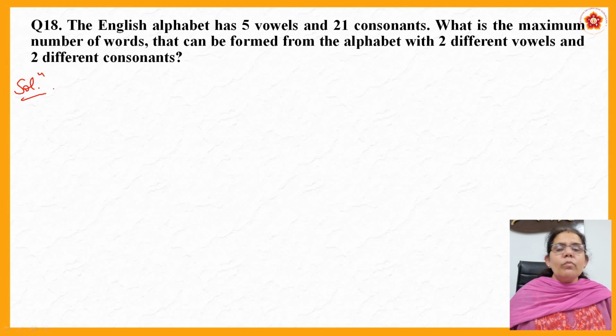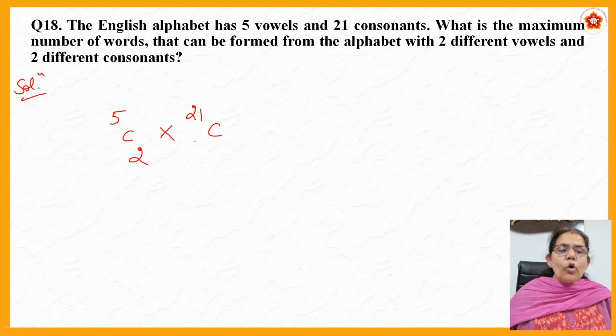So how many vowels do we have to take? Just 2 vowels. Out of how many vowels? Out of 5 vowels, we just have to choose 2 vowels. So 5C2, we have chosen 2 vowels out of 5.